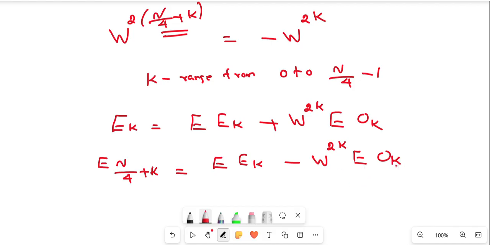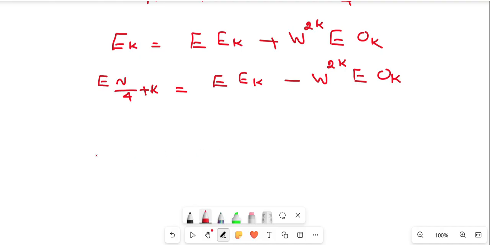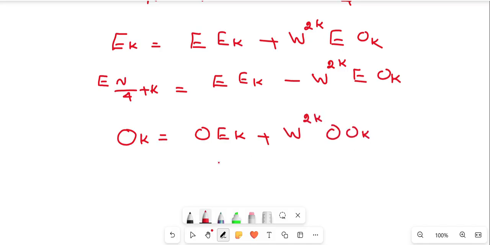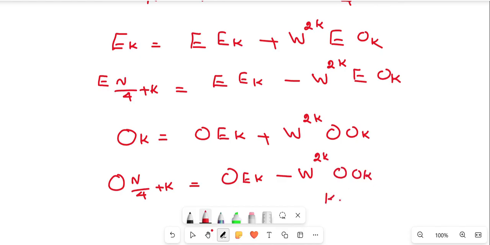Okay, similar way you can write the odd function, O k is equal to odd of even function plus W power 2k into odd of odd function. Again, if the k varies, this is the symmetry property, which is equal to odd of even function minus W power 2k into odd of odd function, for k equal to 0, 1, 2 up to n by 4 minus 1. So minus W power 2k, k is equal to n by 2 minus 1, this one.